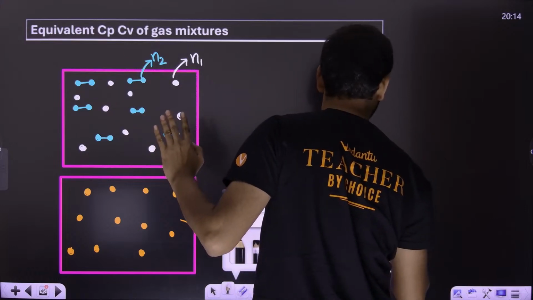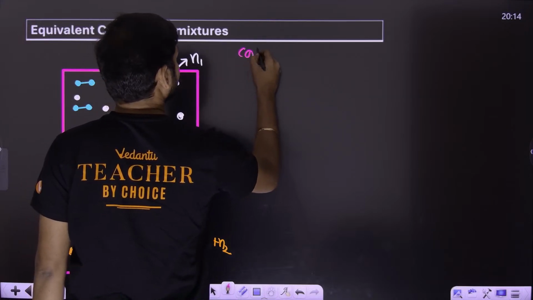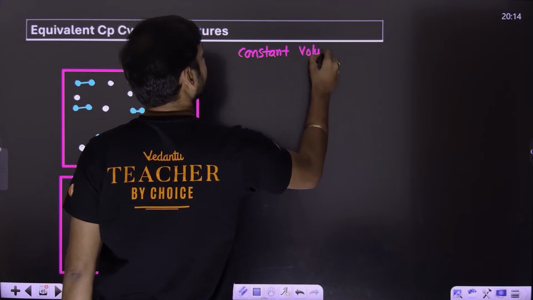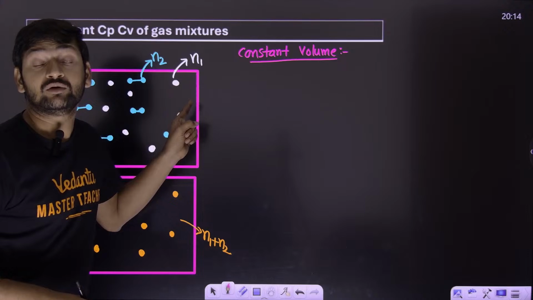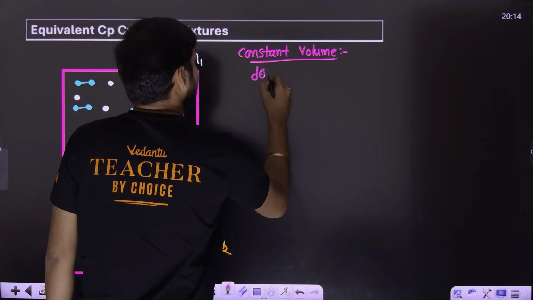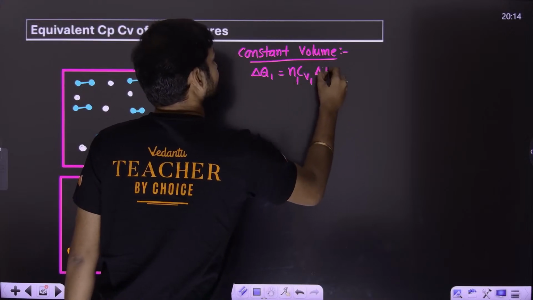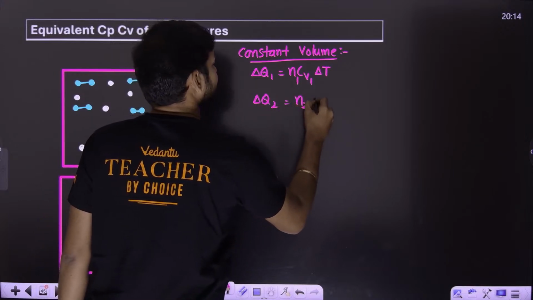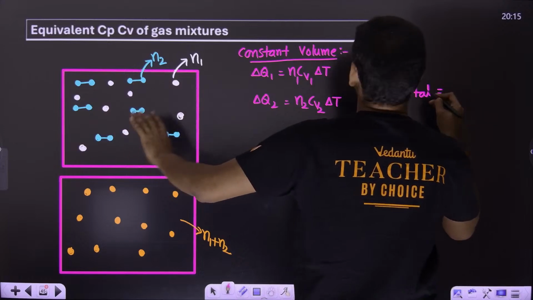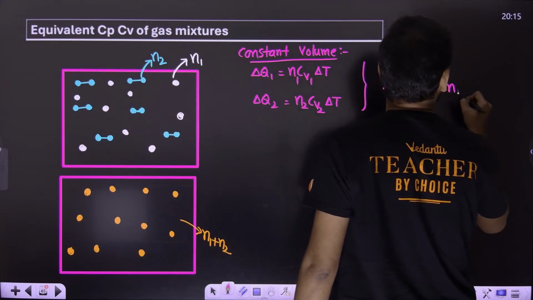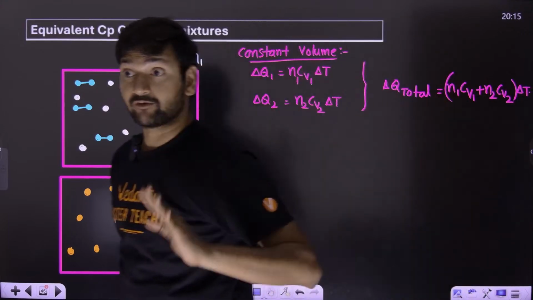Now look, if I want the CV equivalent, I'll talk about constant volume, because I am in need of CV terms. So how much heat do I have to give to N1 moles to change its temperature by delta T? dQ1, or you can say delta Q1, is obviously N1 CV1 delta T. How much do you have to give to the second gas to change its temperature by delta T? This much. So the total heat you are providing to change the temperature of the gaseous mixture by delta T is N1 CV1 plus N2 CV2 into delta T. That much heat you are providing to this whole container.